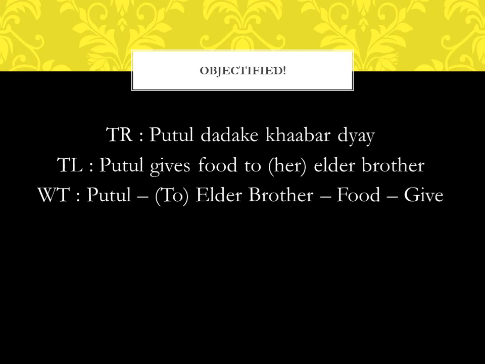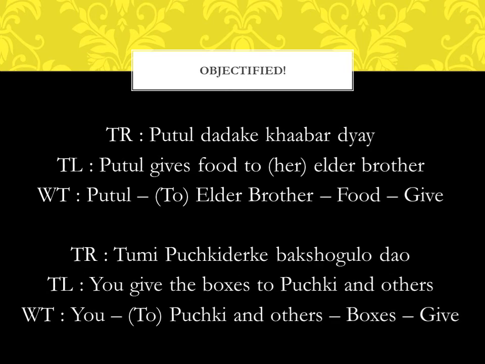So let's have a look at another one to make this clear. "Tumi puchkiderke baksho gulo dao." Who is the subject? You, tumi, at the beginning of the sentence. What is the verb? Give, dao, at the end of the sentence. The other two words in the middle of the sentence, of course, form the objects.